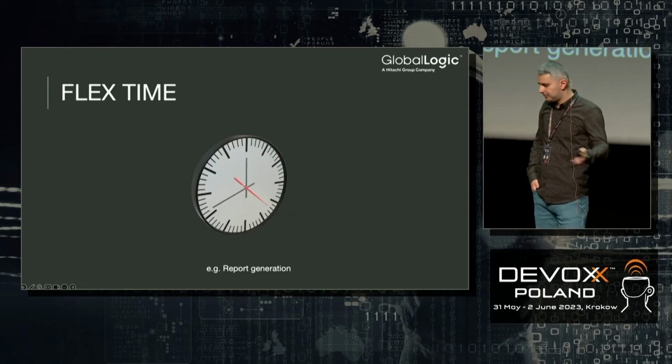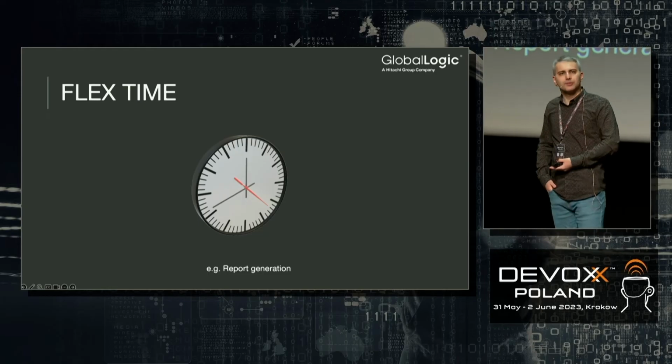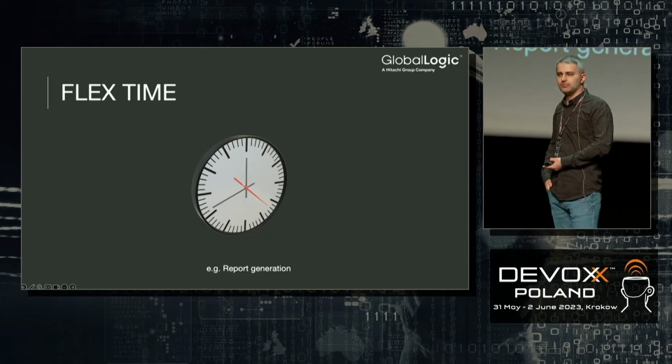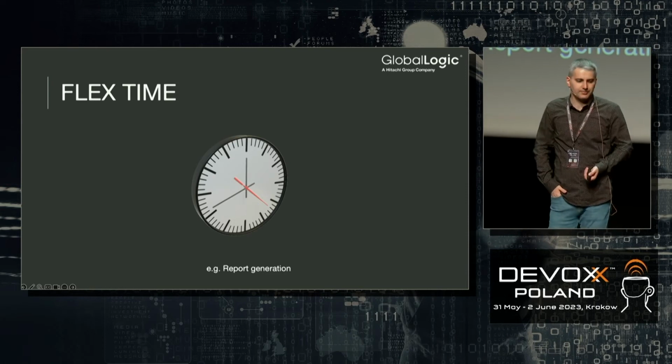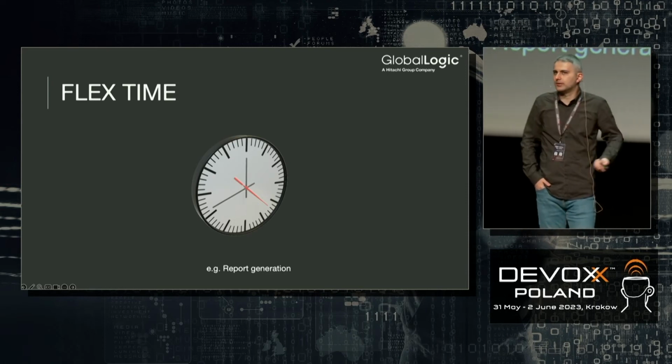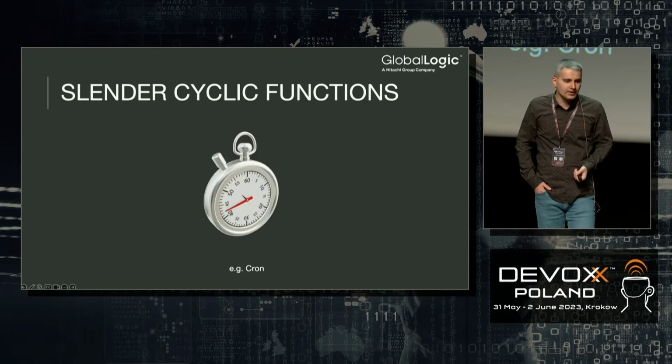Flex time, report generation. I already talked about it. So if you're looking for a performance optimization, can you fix it in a way by just shifting things in time? Not by click or by user action, just schedule it. And you win some time. You can do it in night hours when we are sleeping but servers are working.